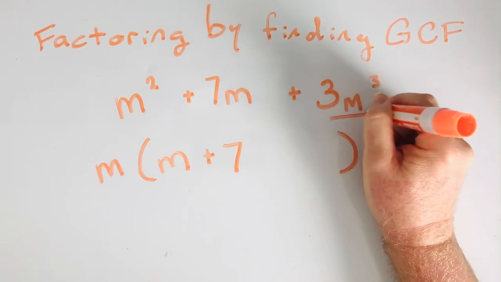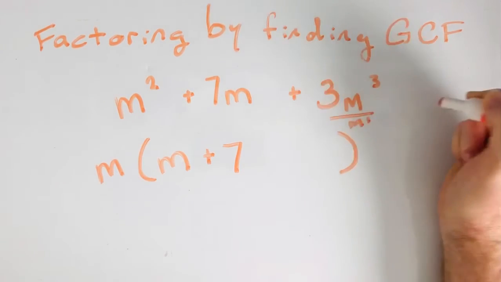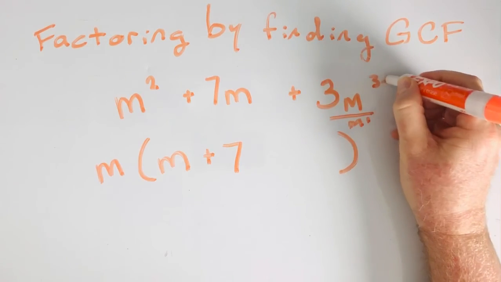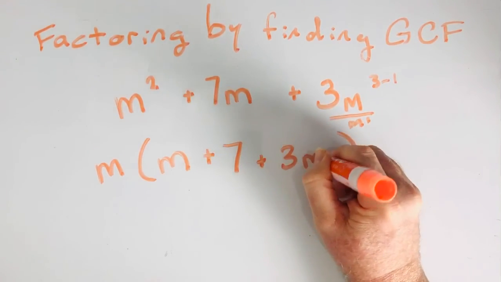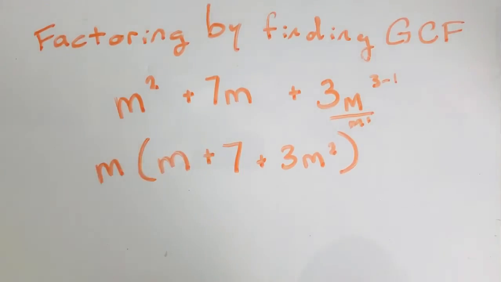Remember, if I'm dividing by m, that's m to the first. So 3 minus 1 is 2. So this is plus 3m to the second power.